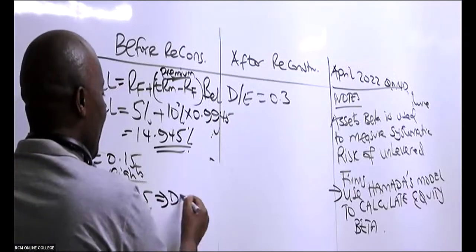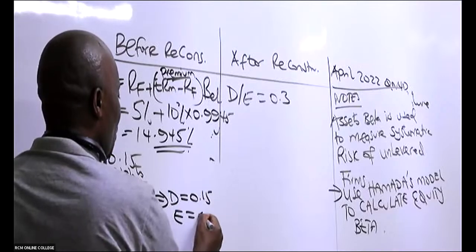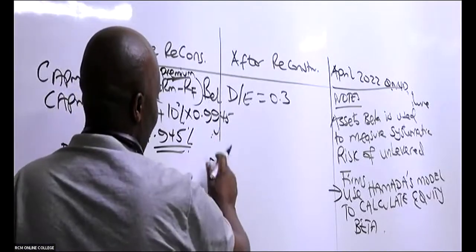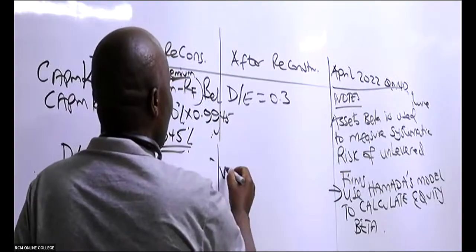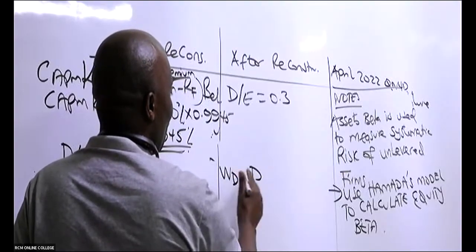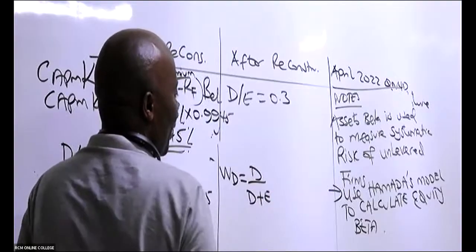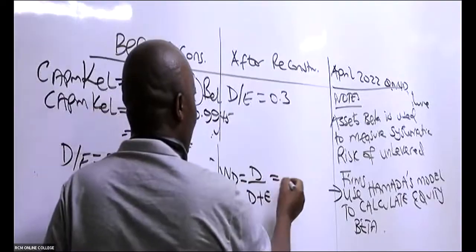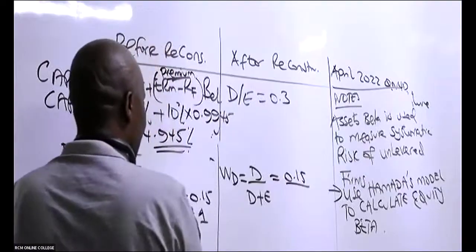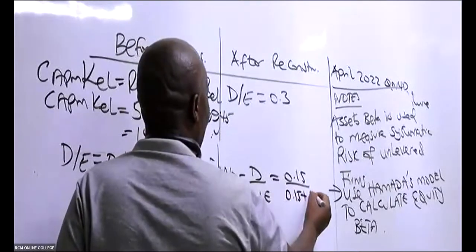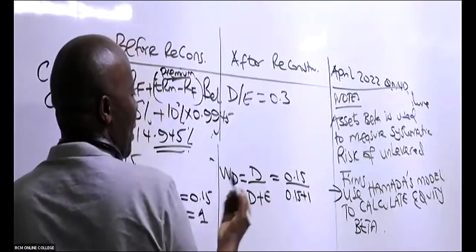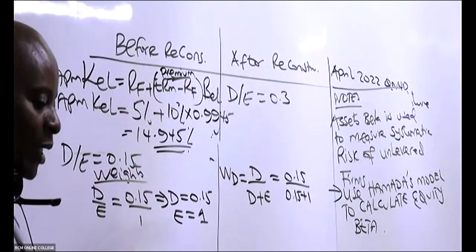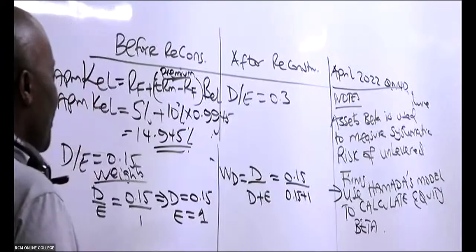Meaning that debt is 0.15 and the equity is what here, somebody? It is 1. Don't write on this space, I'm just using it briefly here. So then what is the weight of debt? We know that weight of debt will be debt over debt plus what here, somebody? Equity. So the debt here is 0.15, all over debt itself again, plus equity, which is 1. So it will be 0.15 over 1.15. Kindly give me this weight of debt.